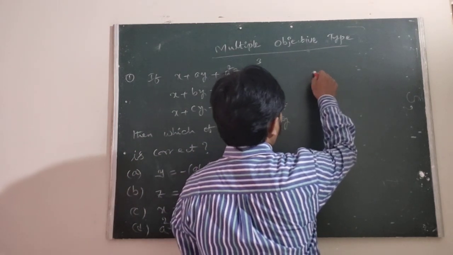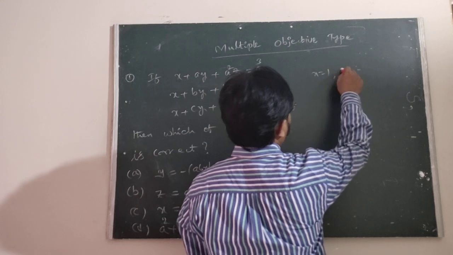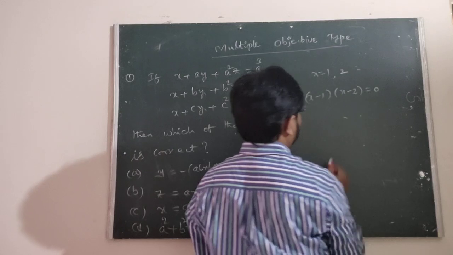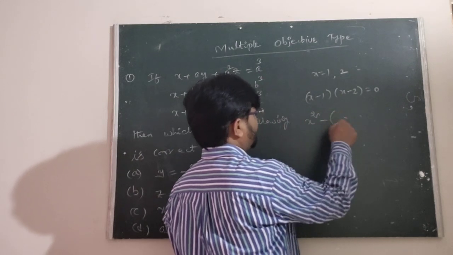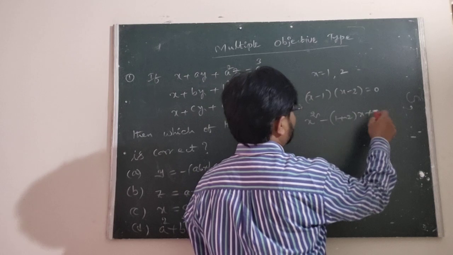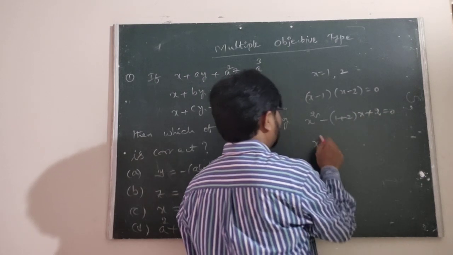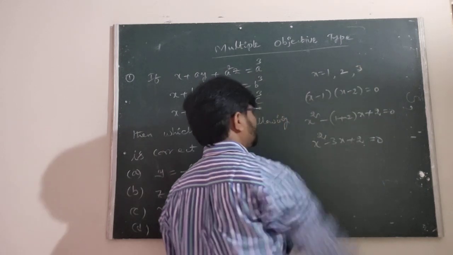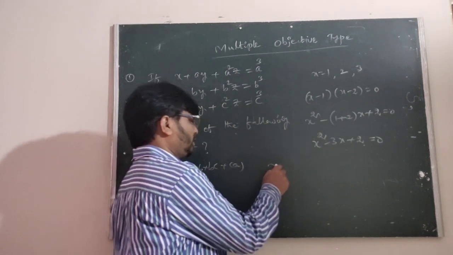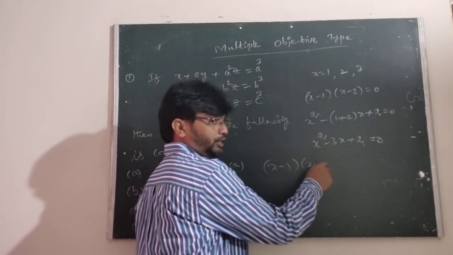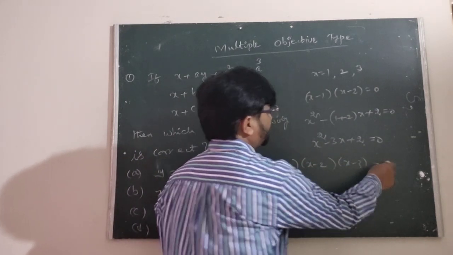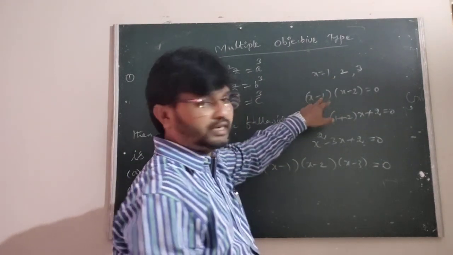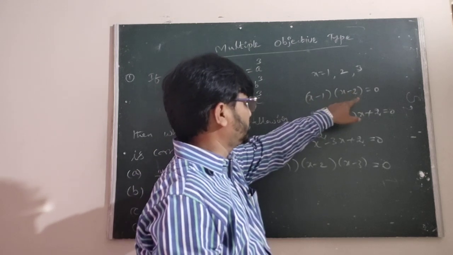Suppose we know that if the roots are 1 and 2, then the equation is x minus 1 into x minus 2. Now it can be written as x square minus of 1 plus 2 into x plus the product of the roots, 2. This is the quadratic equation having the roots 1 and 2. When we take the roots 1 and 2, the equation can be written as x minus 1 into x minus 2.